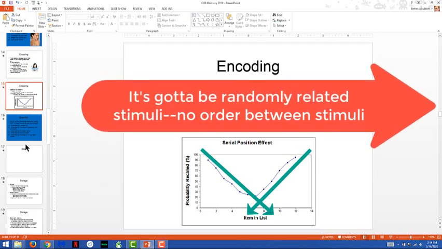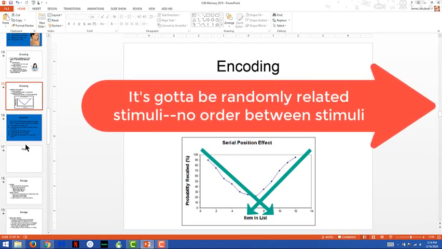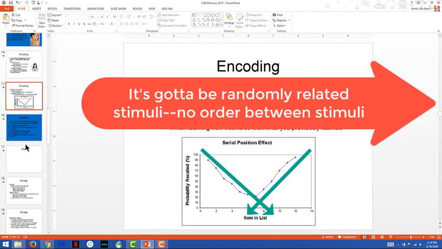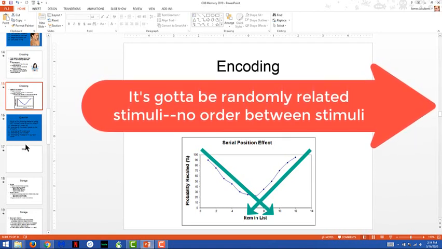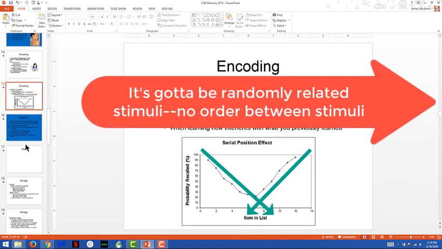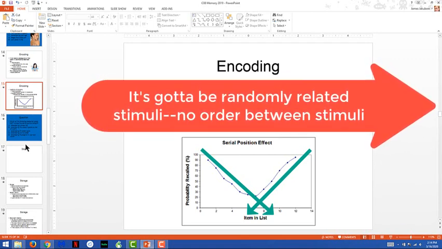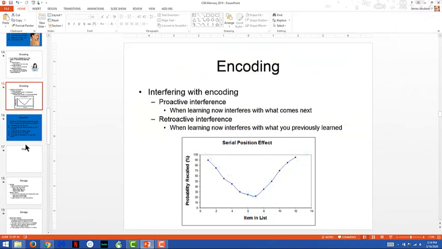So that for any list of random items, like grocery items that you have to buy at the supermarket, you will always be more likely to remember the beginning and the end of the list, and least likely to remember the items in the middle of the list. If you take the items, of course, and you string them into a story format, then in a story format, they will have a particular order, and then the serial position effect will disappear.